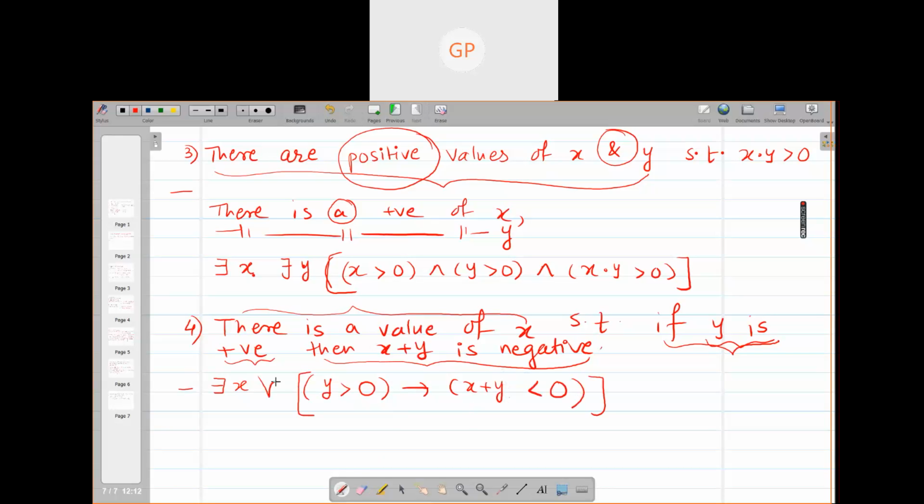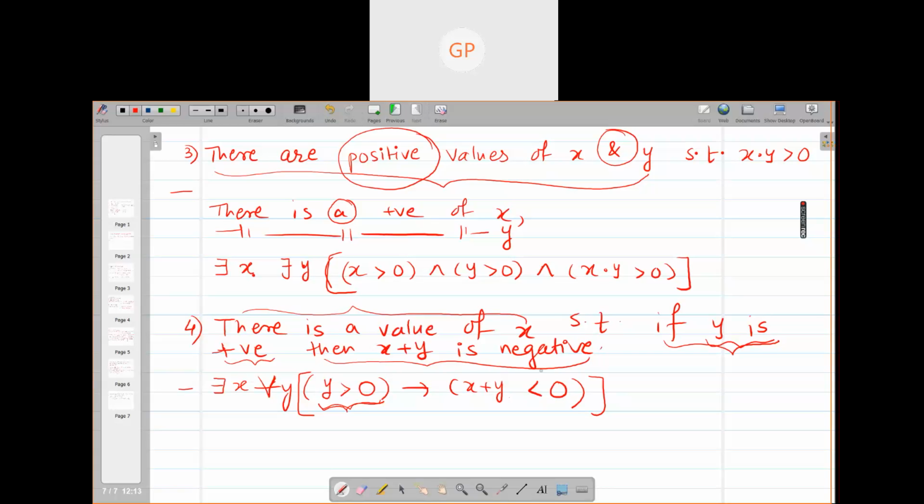But this will happen for all y. There is a value of x such that if y is positive. So it is for all y, and we are putting a condition on that y. Here for all y is not given, but the meaning of this is that it is happening for all y. Here we are writing for all y, but when we put it inside, it is a conditional statement: if y is positive, then x plus y is less than 0. Is that clear?